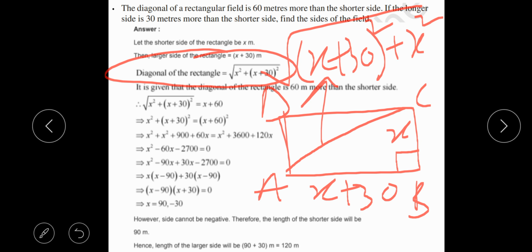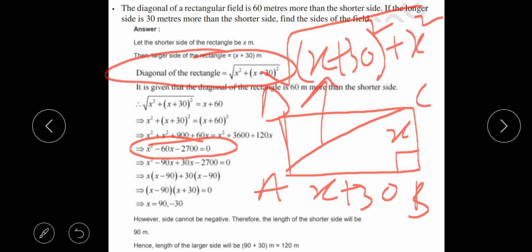See, this is the diagonal of a rectangle. Now according to the question, we have been given that the diagonal of the rectangle is 60 meter more than the shorter side. See, this diagonal is equal to x plus 60. What is x? x is the shorter side, so the diagonal is 60 meter more than the shorter side. Now by solving this, we have to square both sides. After squaring both sides, this square root is cancelled out, and on the right hand side we have (x plus 60) square.